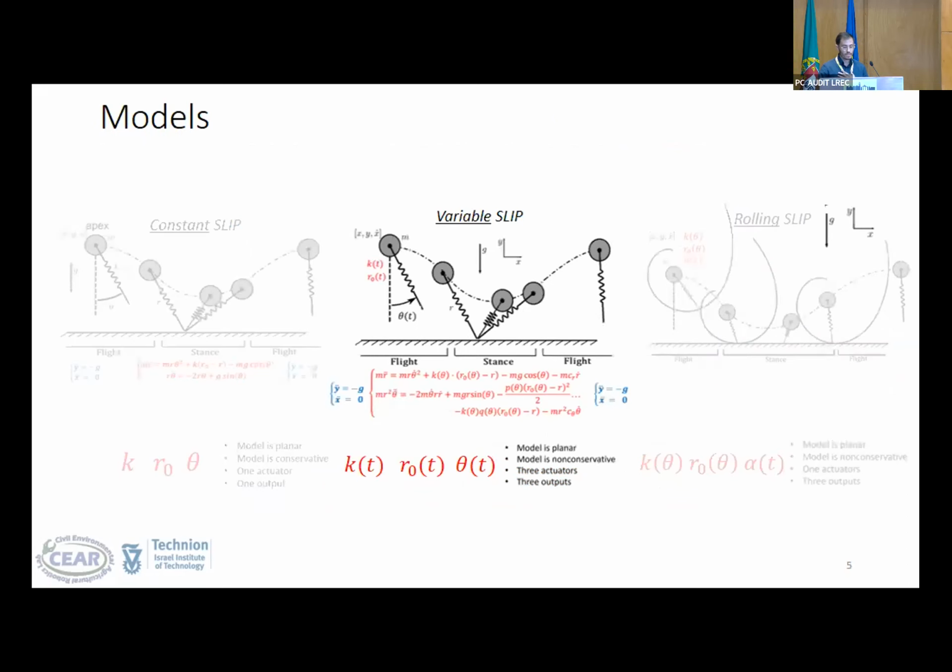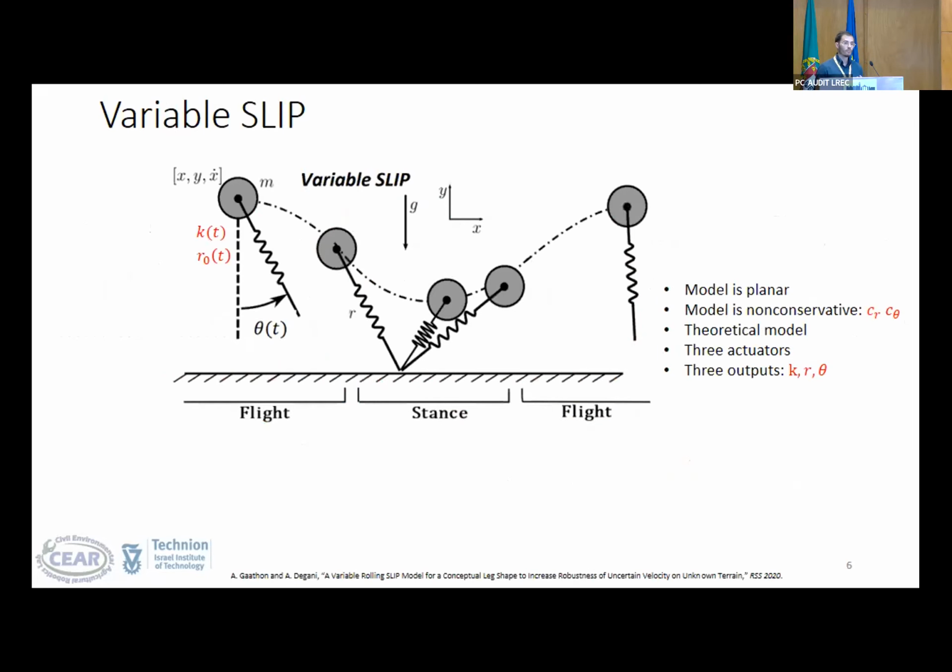So let's take a quick step and look at variable SLIP, a theoretical model. Variable SLIP imagines if we had complete control over all of those leg parameters: leg stiffness, leg length, and leg angle. This would give us a much more robust model, but it would be a lot more complicated, adding 3 actuators, basically one for the knee for changing leg length, and another actuator for changing stiffness. We want to try to pull that back a little bit.